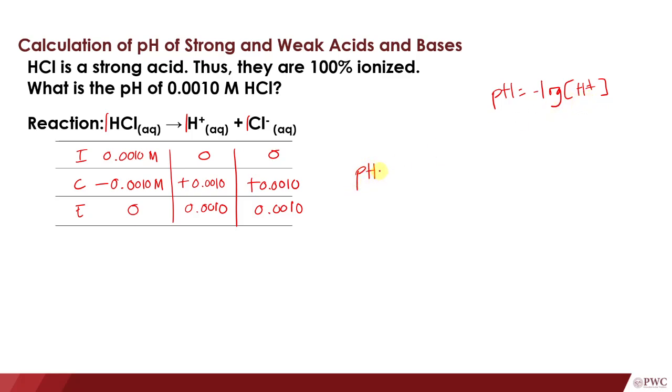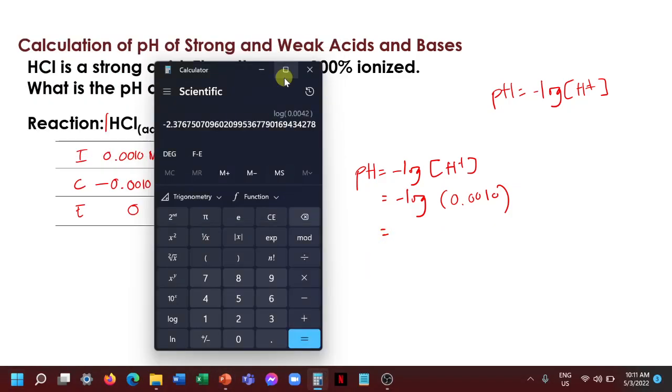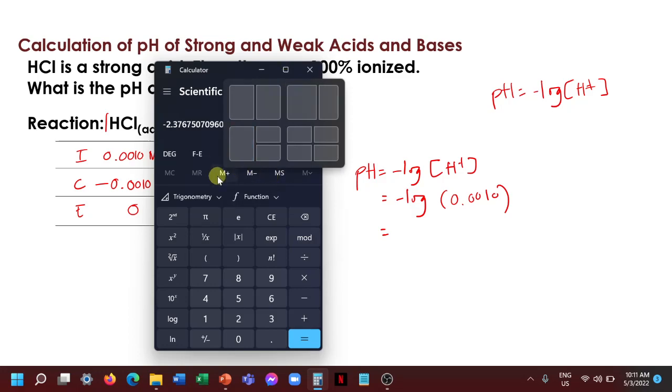The pH is again the negative log of the concentration of our H plus ions. And then we have here our H plus concentration. This one is equal to 0.0010. For this one, we need to use our calculator.